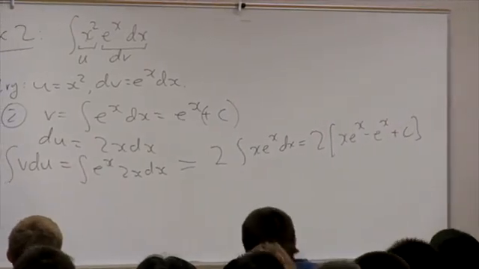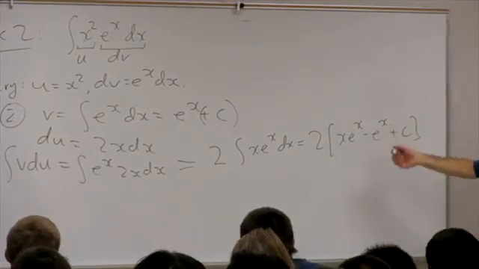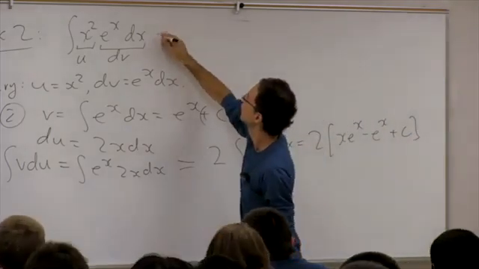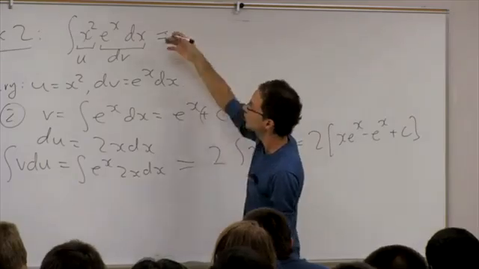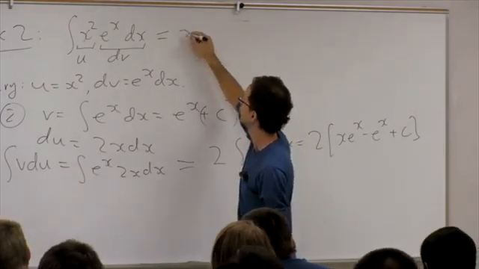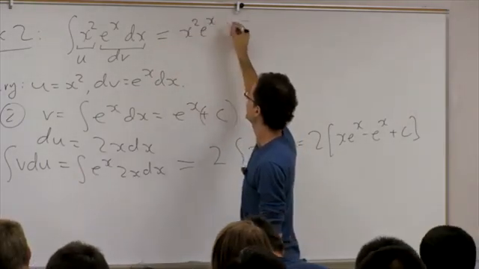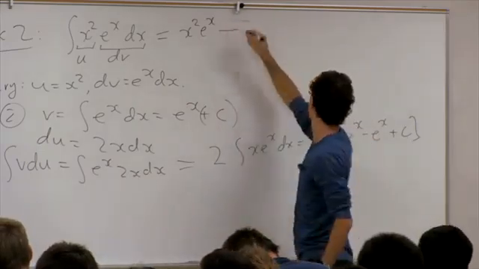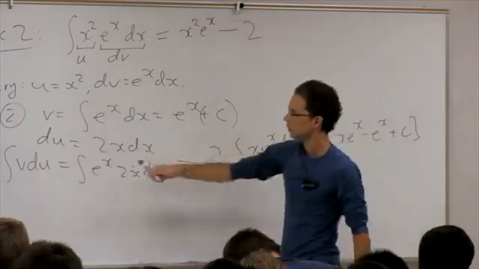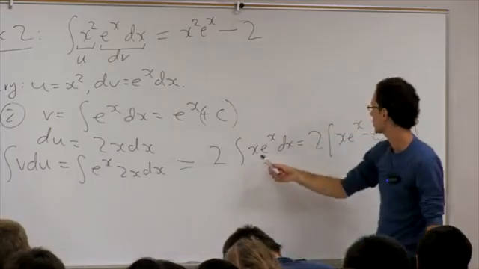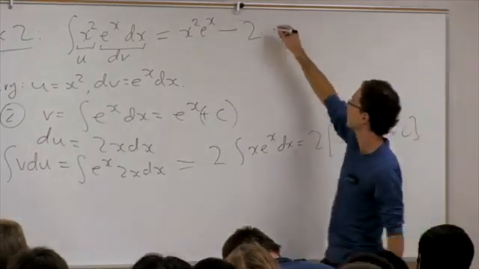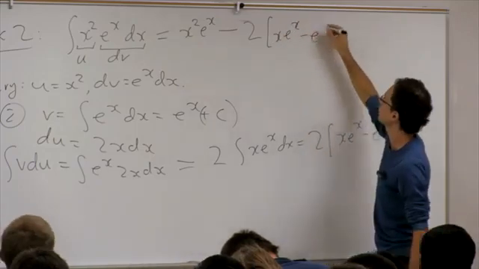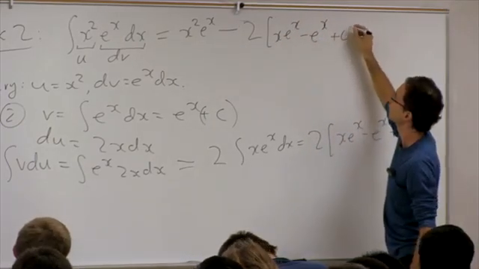plus a constant. OK, so now I have, again, all the pieces I need to write out this integral here. So here, v times u is just x squared e to the x, and then minus the integral of v du, which here is twice this whole quantity here, 2 x e to the x minus e to the x plus a constant.